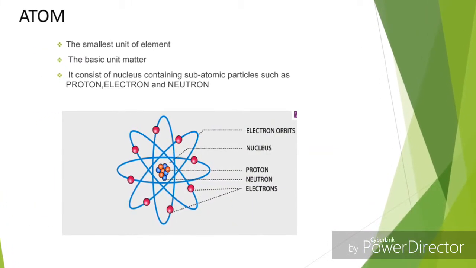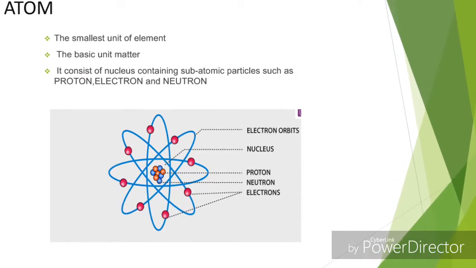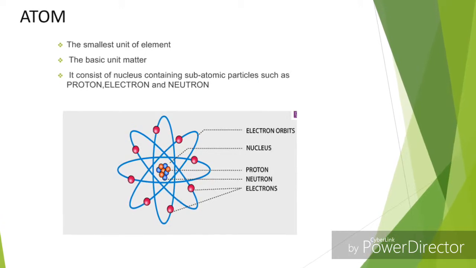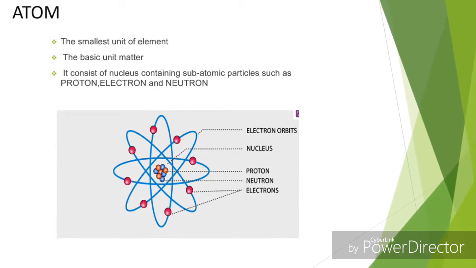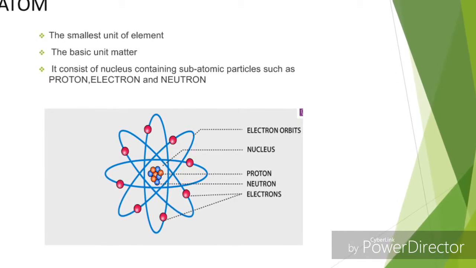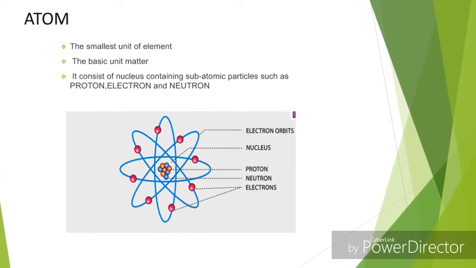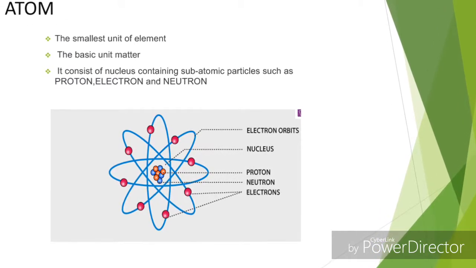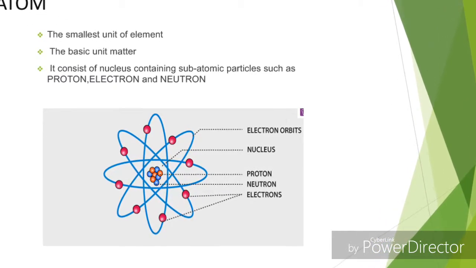The next lesson is atom. This is the basic unit of matter and the smallest unit of an element. An atom consists of proton, electron, and neutron. Proton is a positively charged particle. It is found in the nucleus of an atom. The number of protons is equal to the atomic number of an element.